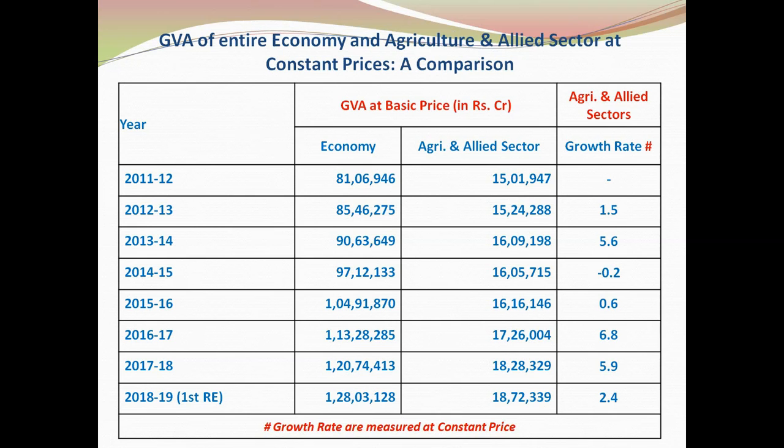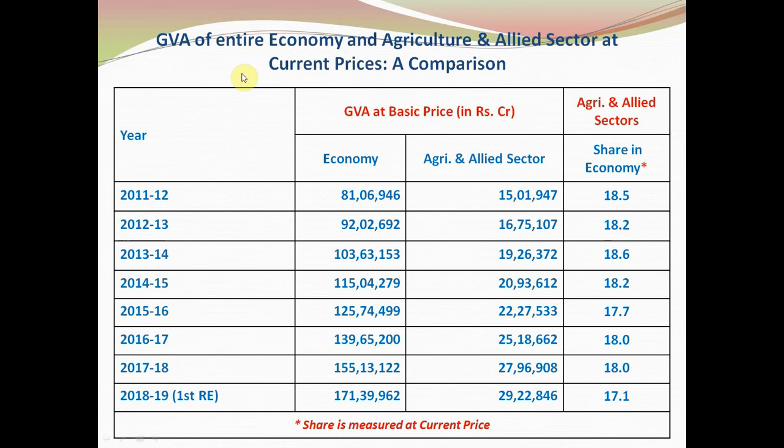Now, here for all over India, it is shown the GVA of the entire economy and agriculture and allied sector at constant price. So this is the economy of India and GVA at basic price in rupees crore, and this is for the agriculture and allied sector. For agriculture and allied sector, this is the growth rate. And how do we calculate growth rate? Growth rates are measured at constant price. For example, between 2012 and the corresponding year, and for the next year, growth is taken over the previous year for constant values.